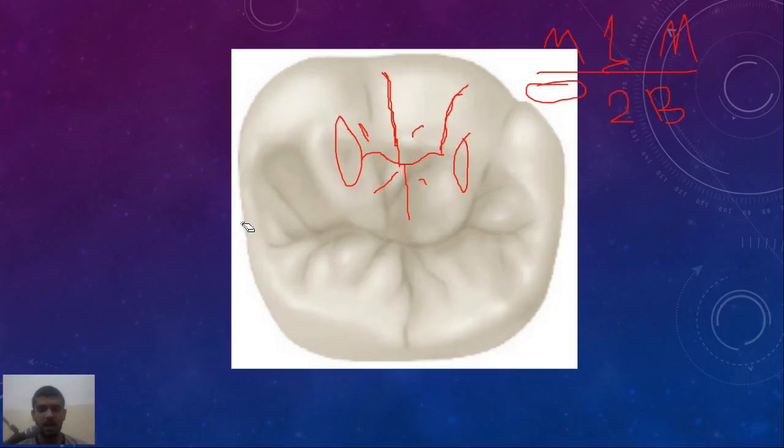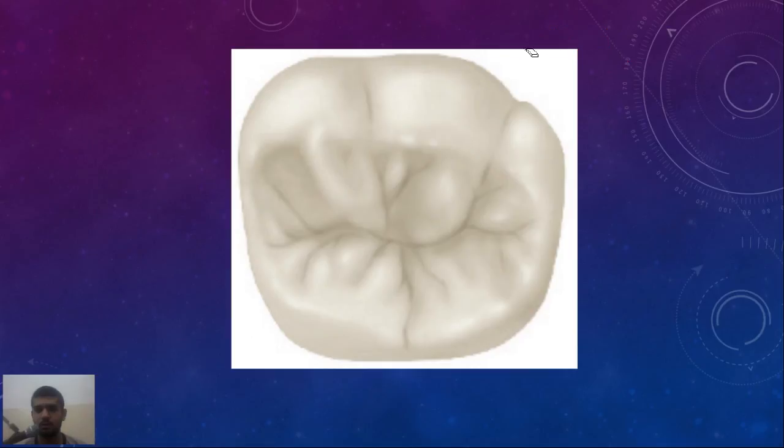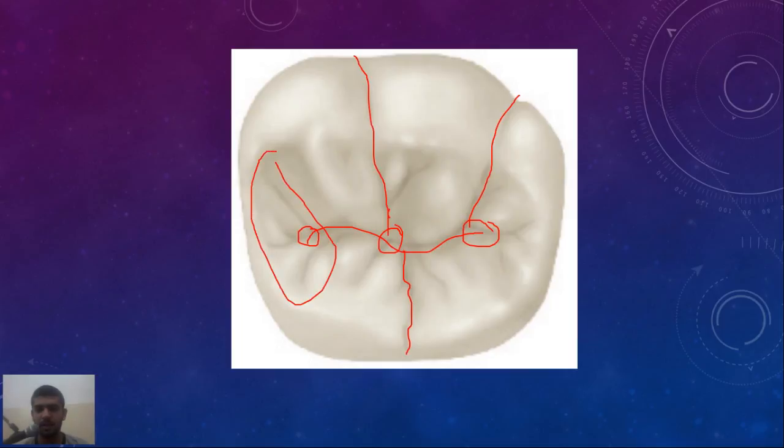Let's repeat the landmarks. We said there are 2 buccal grooves, a distobuccal developmental groove and a mesiobuccal developmental groove, and a single lingual developmental groove. Between them is the central groove. 3 pits: central pit, mesial pit, and distal pit. 3 fossae: a mesial triangular fossa, a distal triangular fossa, and a central fossa.